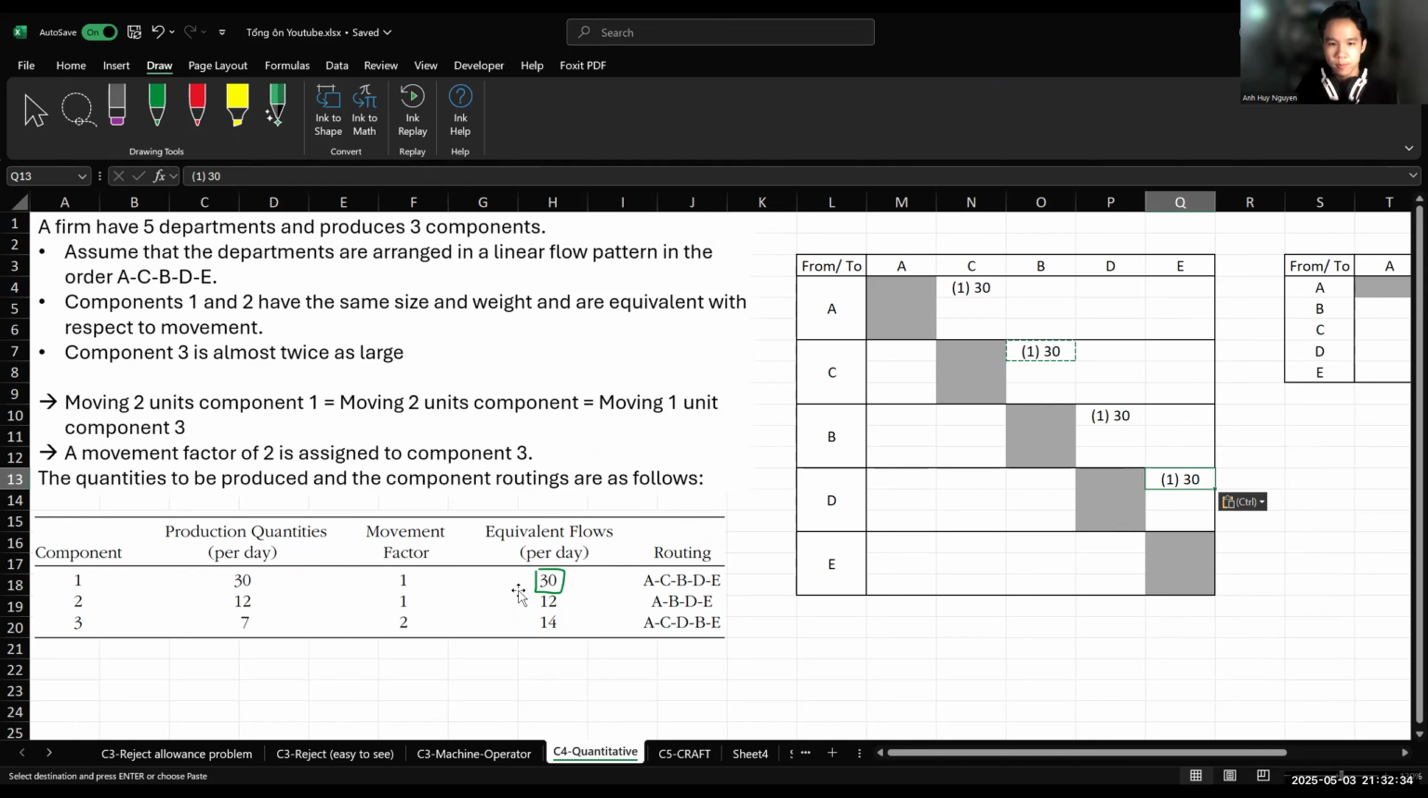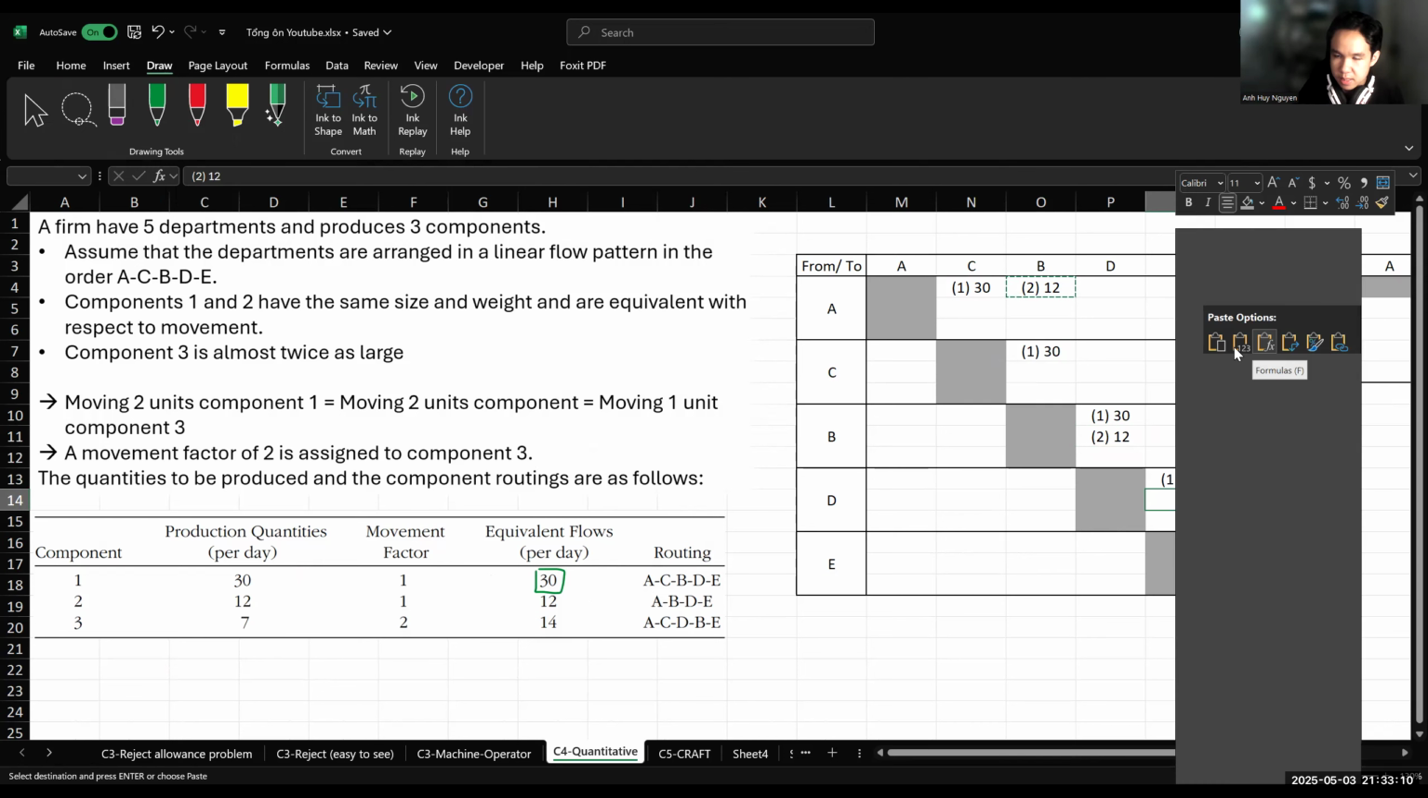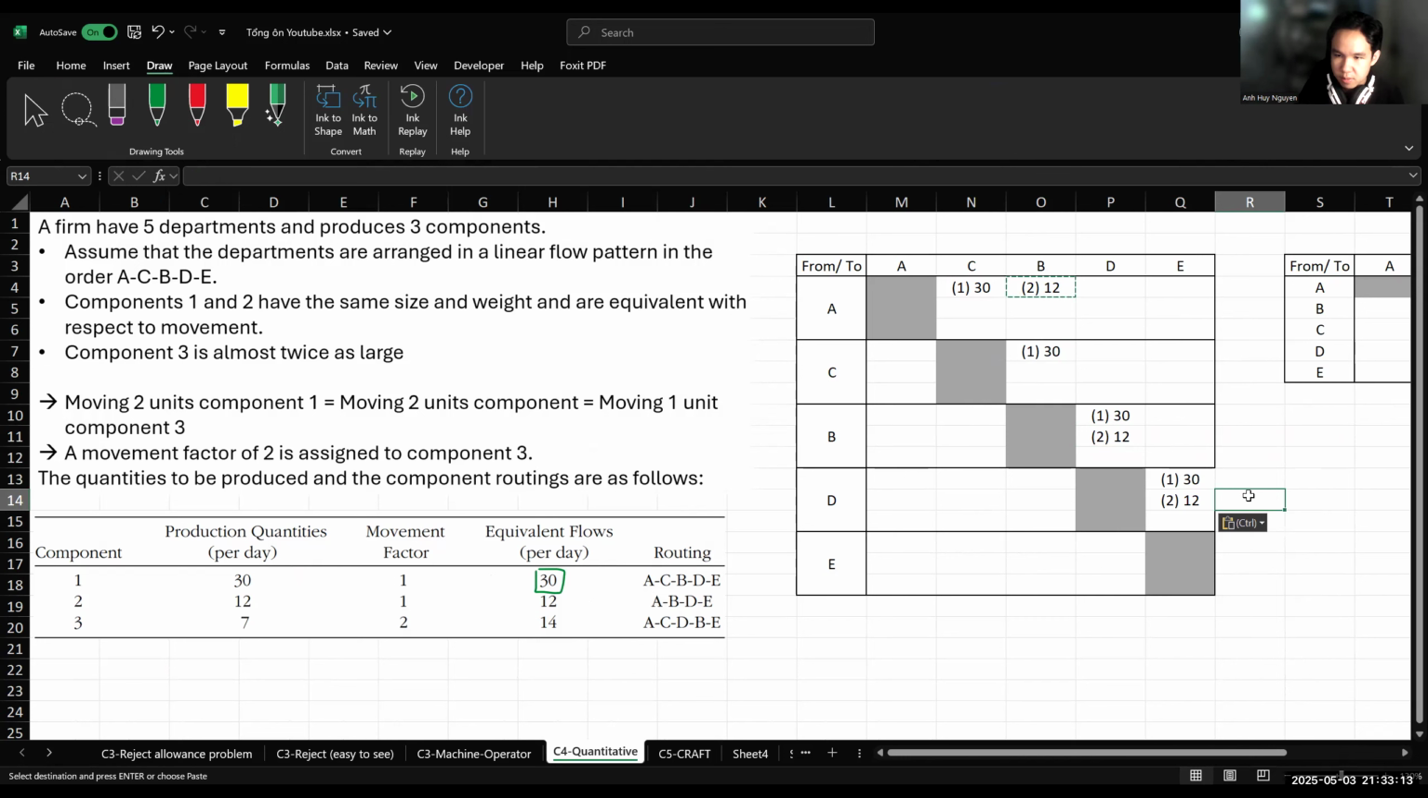Now, component number 2, we have the equivalent flow of 12, A to B to D to E. Firstly, A to B. We mark it as 2 so that we remember this flow is of component number 2, 12. From B to D, right here. But we already have this, so we put the number below. And from D to E, okay.